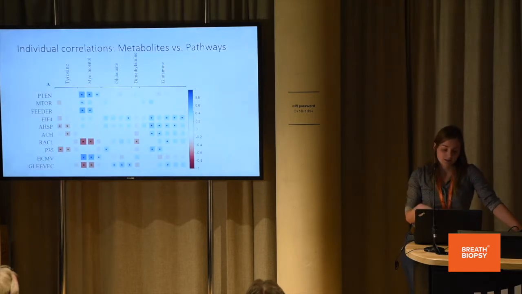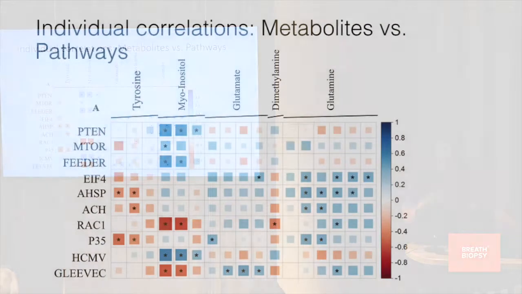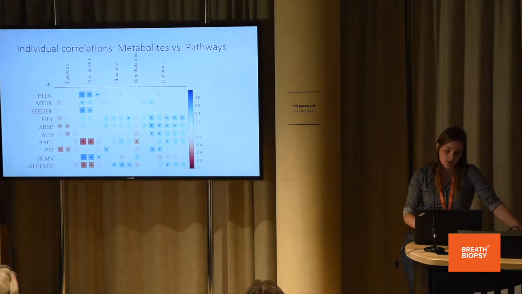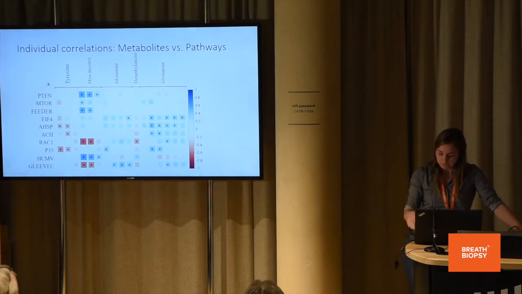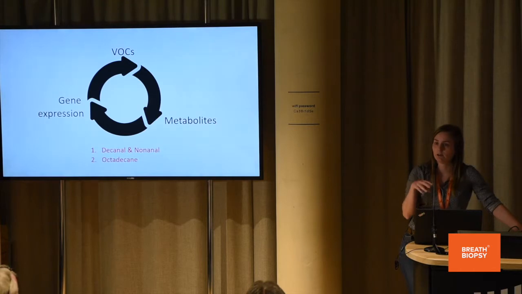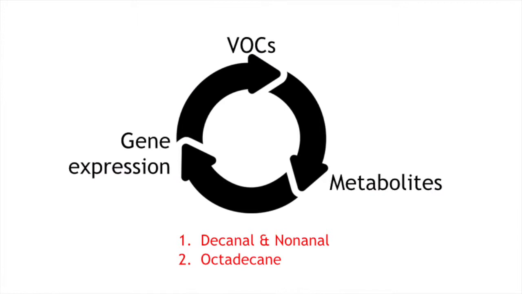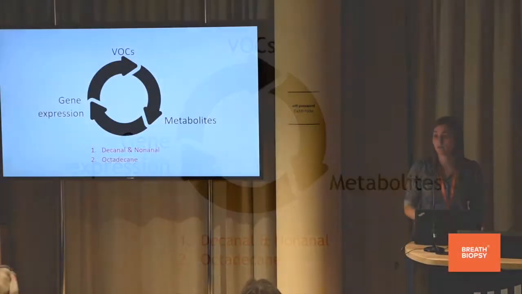We did the same for the metabolites and the pathways, and here we can really see some clustering going on. So we have myo-inositol again, which is positively correlated with PTEN, mTOR, and others. And we also can see that glutamine, for example, is positively correlated with several pathways, and several others. So combining all this data is now key, right? So we have VOCs versus metabolites, we have metabolites versus pathways. But ideally, we want to connect those VOCs to the pathways through the metabolites. So I have two examples of this, decanol, nonanol, and octadecane.